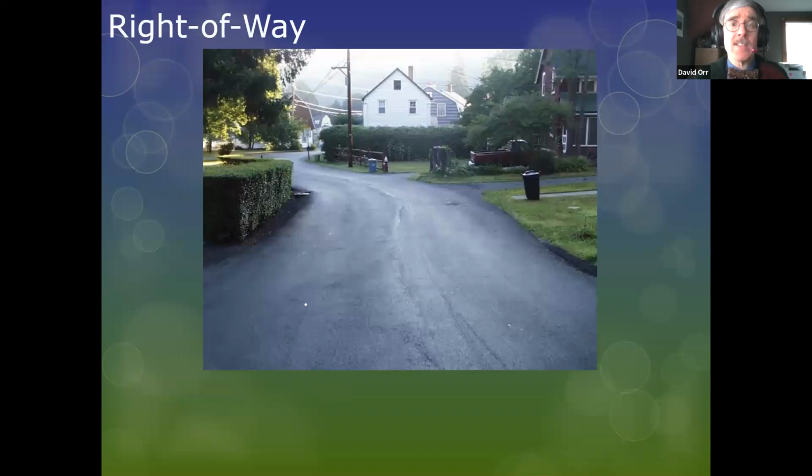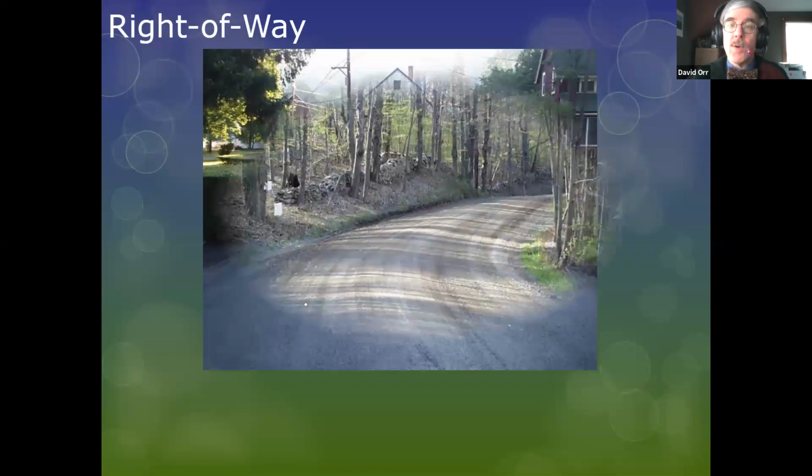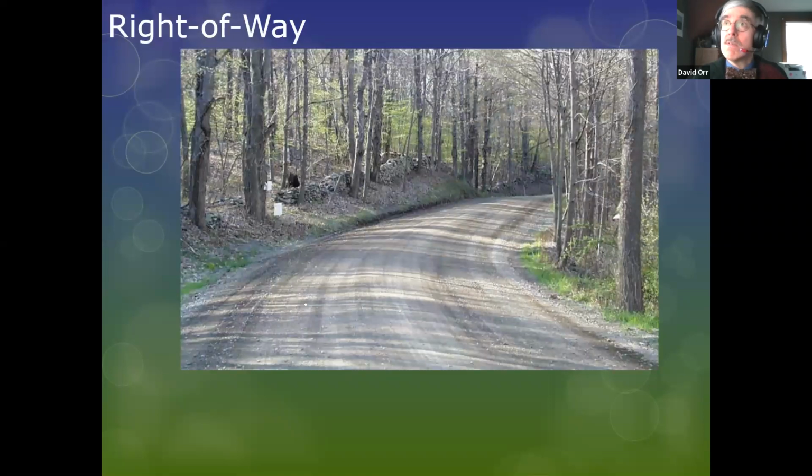Now, I told you I had a slide for right-of-way. The right-of-way rules are pretty simple, okay? In this particular case, if this is a road by use, the right-of-way is the blacktop. If you have a deed, you follow the deed, okay? So on this particular road, where do you think the right-of-way goes? In the chat pod, where do you think the right-of-way is?